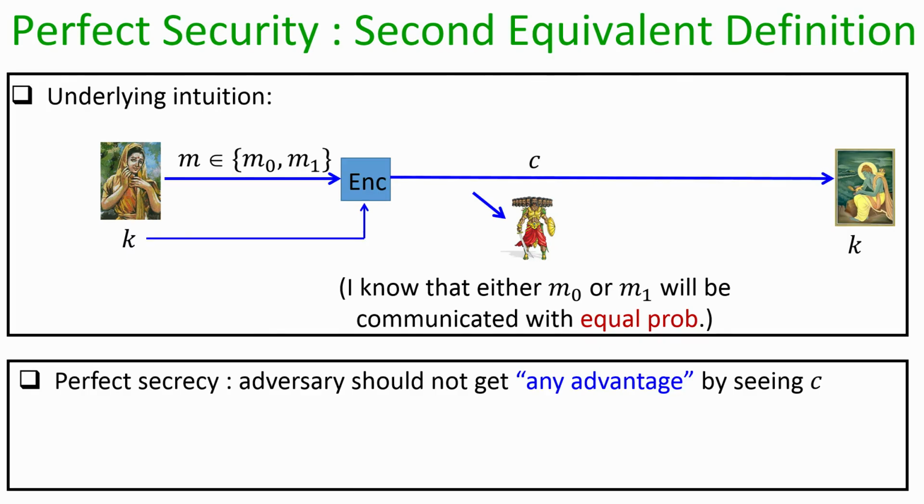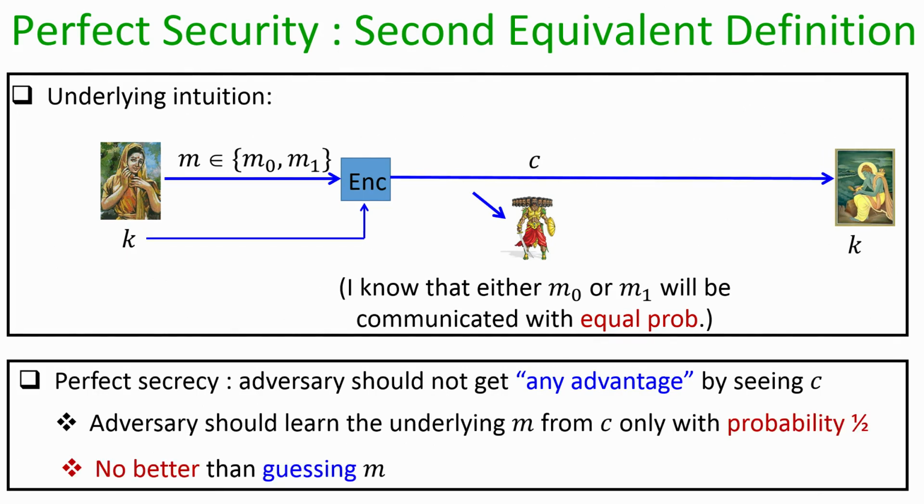Intuitively, perfect secrecy demands that the adversary's knowledge about the underlying plaintext should remain the same even after seeing the ciphertext C. So, what was this information about the plaintext before any ciphertext was communicated? In this particular case, with probability half, from the viewpoint of the attacker, the plaintext could be M0, and with probability half the plaintext could be M1.